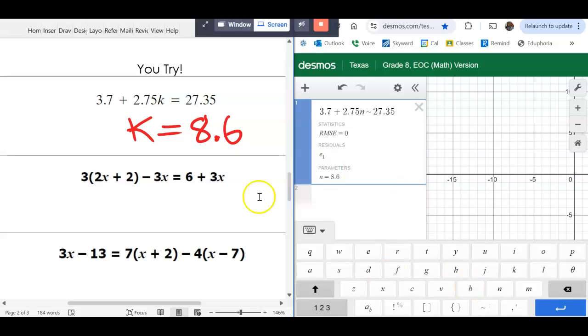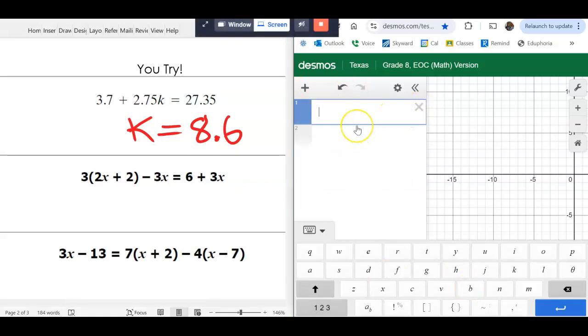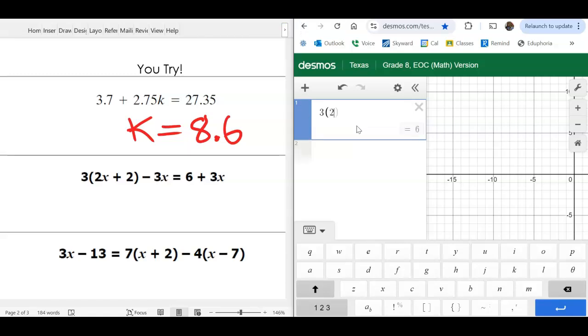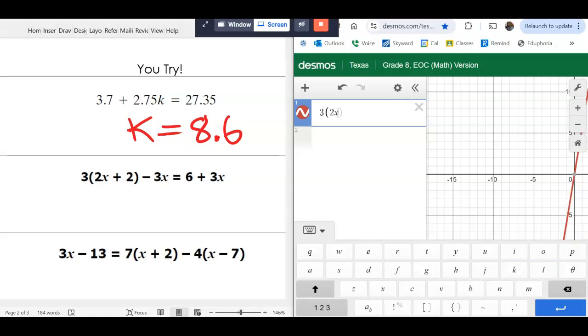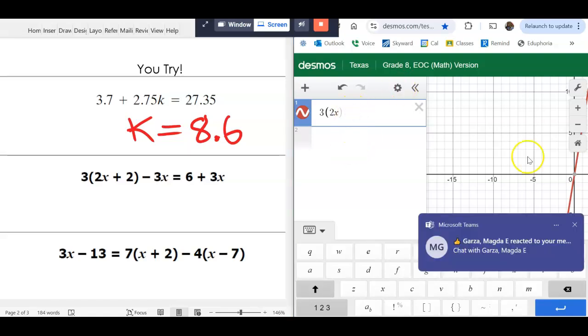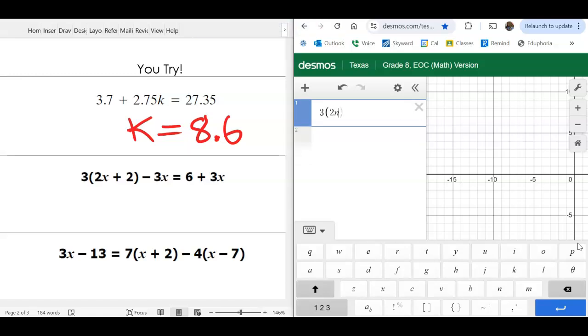So let's do number 2. So we're typing it in. I'm going to exit this out. So 3 parentheses 2. Now we don't put x, right? So we don't use x, we use n, right? Plus 2 parentheses minus 3. Instead of x, we use n, equals 6 plus 3x, but we're going to use the letter n.